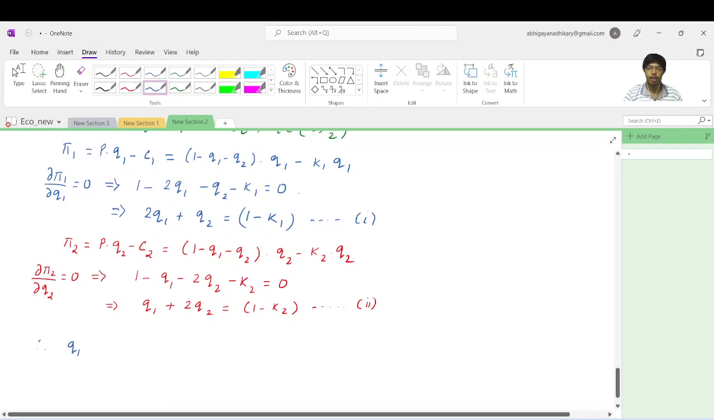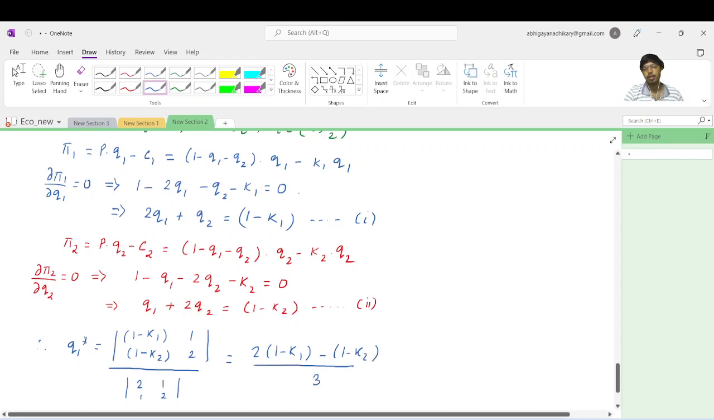So what is my optimal q1 star? You can use Cramer's rule, or the matrix rule, whichever one is favorable. I'll use Cramer's rule. So this will be the determinant with columns 1 minus k1, 1 minus k2, 1, 2, and the coefficient determinant will be 2, 1, 1, 2. So this is essentially 2 times 1 minus k1 minus 1 minus k2, divided by 3.